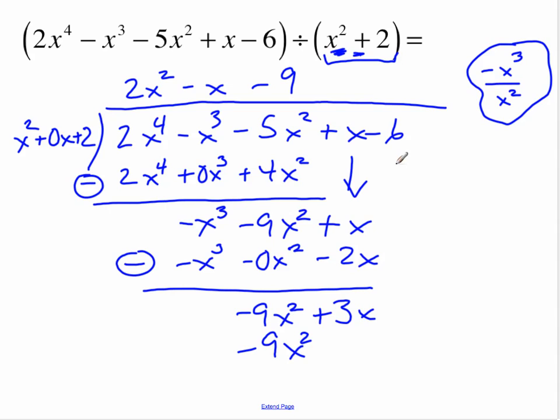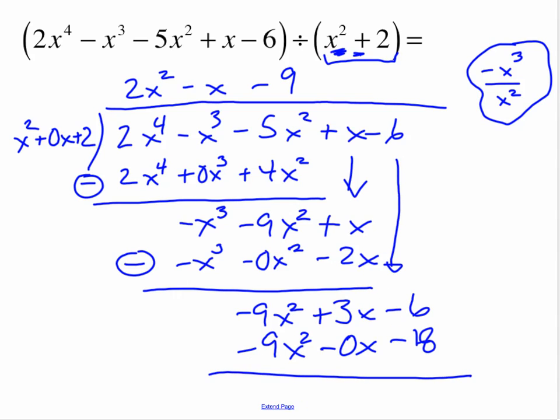Oh, I forgot to bring down that 6, didn't I? Minus 6. Okay, minus 9 times x squared is minus 9x squared. Minus 9 times 0 would be a minus 0x. And minus 9 times 2 would be a minus 18. Okay, so when I subtract, I get 0. Subtract. 3 minus 0 would just still be 3x. Minus 6 minus a negative 18 would be a positive 12.